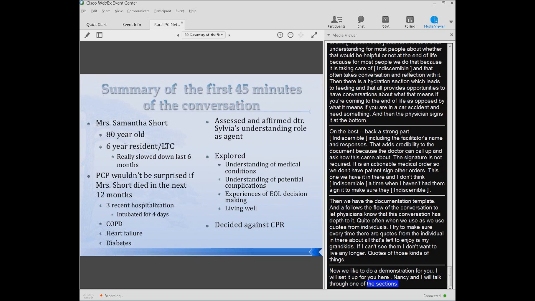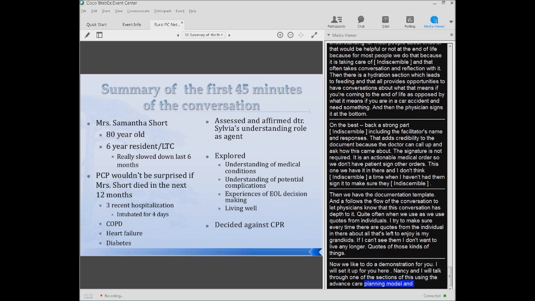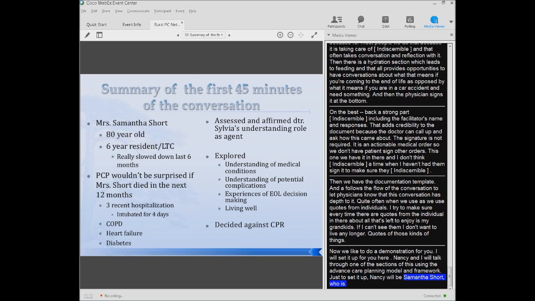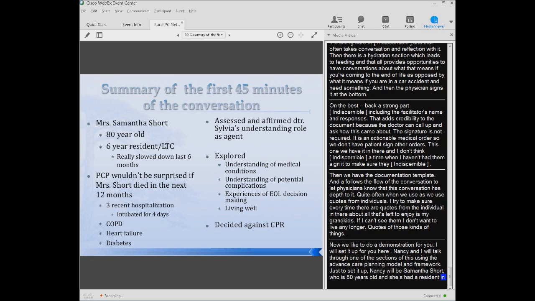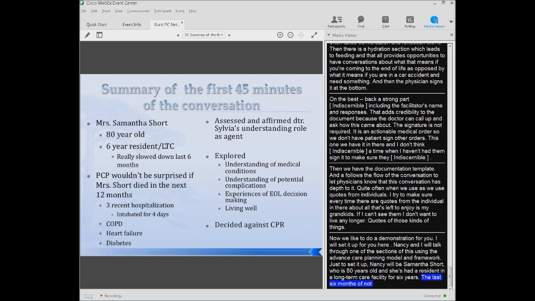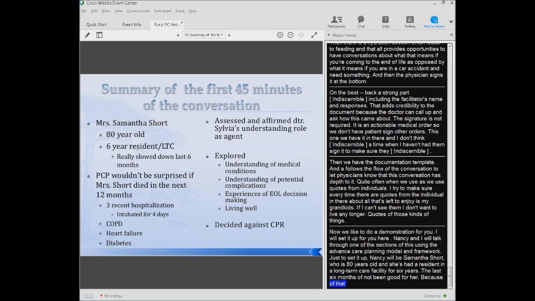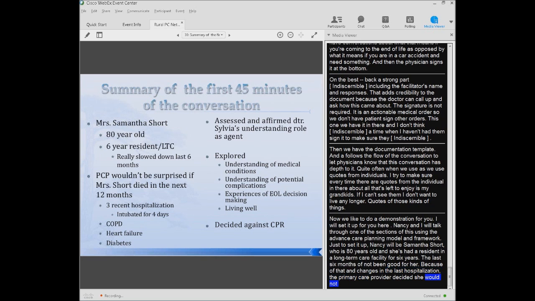So just to set it up, Nancy will be Samantha Short, 80 years old. She's been a resident in a local long-term care facility for 6 years. The last 6 months have not been good for her. Because of the changes in the last hospitalization, the primary care provider decided that he would not be surprised if she were to die in the next 12 months. That's really the criteria for the POLST conversation.